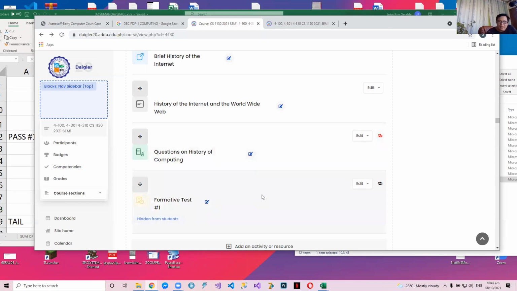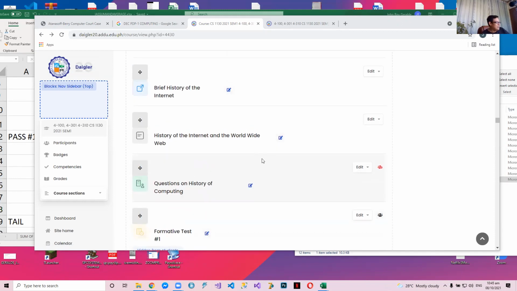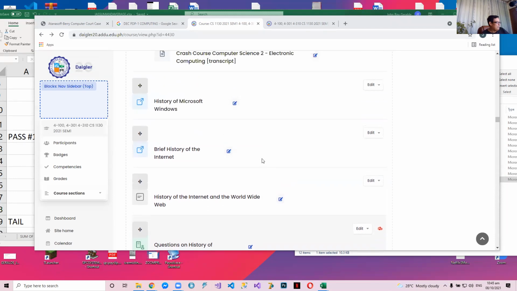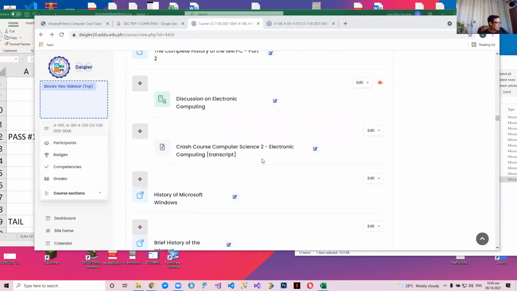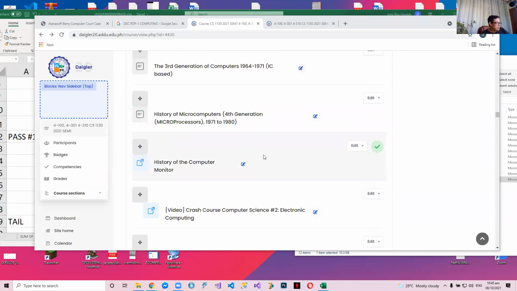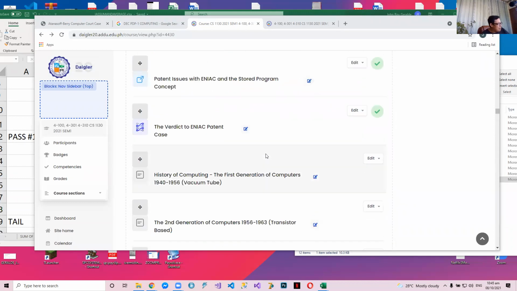It's a long test, 100 items. Everyone, the formative test is a 100 item test. Some of them will be problems, some of them will be objective, multiple choice, true or false. I'll give you a practice test anyway for your study tips. Brief history of the internet, we have that. So history of computing is the main topic.